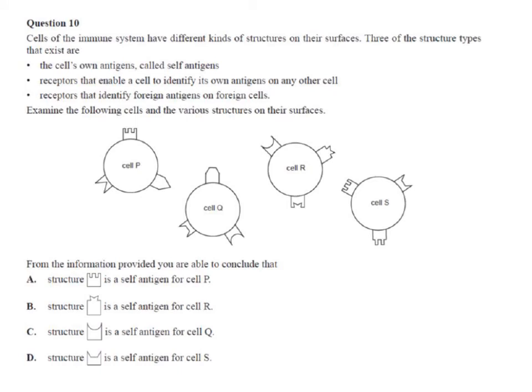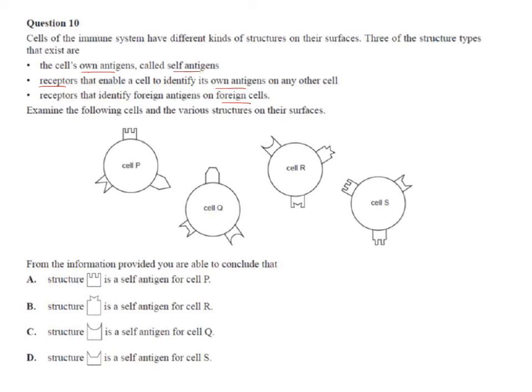Right, this is a question from a previous exam that relates to this. If you want to pause and have a read through and see if you can figure it out, and then come back and we'll go through it. So this is basically saying that there are 3 different types of structures found on cells. They have their own antigens, so they're self-antigens. They have receptors that will enable their cell to identify its own antigens on any other cell, and then receptors that pick up the foreign cells.